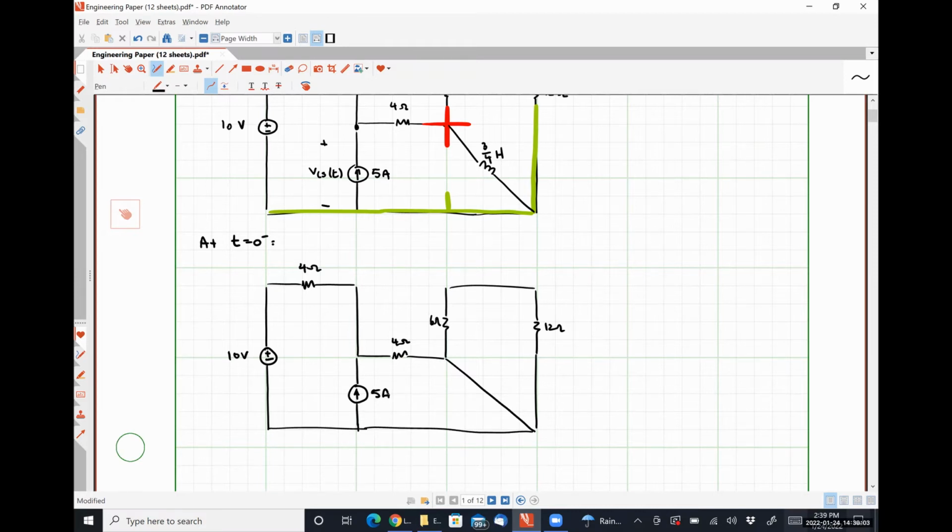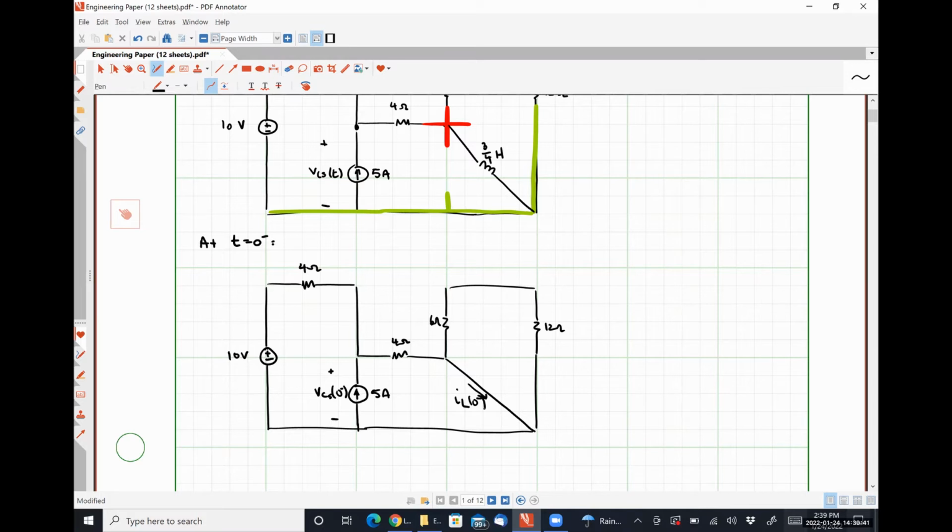Here is 5 amps. Here is VCS at 0 minus. And just for the sake of argument, I'm going to find my inductor current IL at 0 minus using this direction. I'm arbitrarily choosing this direction. It's only going to influence the value that the inductor current has at t equals 0 plus. So whichever direction I choose is correct. I just need to keep going with that direction in the next step of the problem.